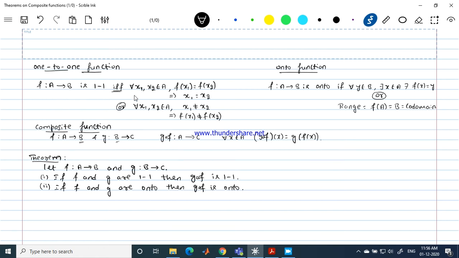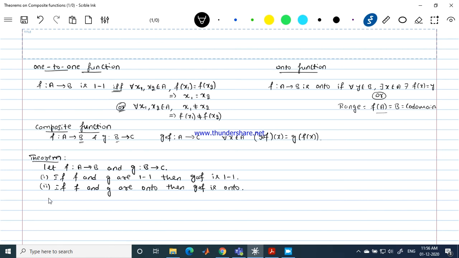A one-to-one function says that for all x1, x2 belonging to A, f of x1 equal to f of x2 implies x1 equal to x2. Or we can prove that two different elements from the domain have two different images. And to show the function is onto, we need to show that for every y taken from the codomain, we can find at least one element in the domain such that f of x is equal to y. Or in short, we can say that the range of the function is equal to the codomain.